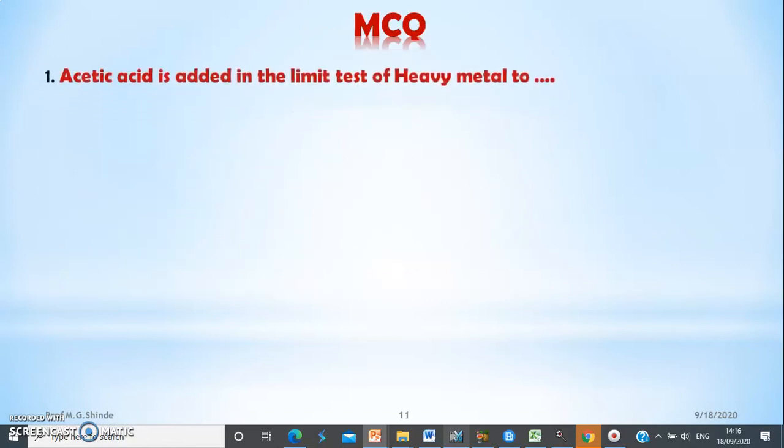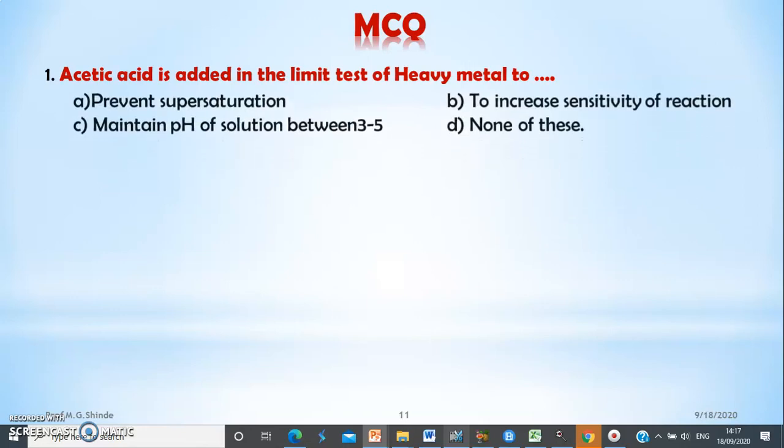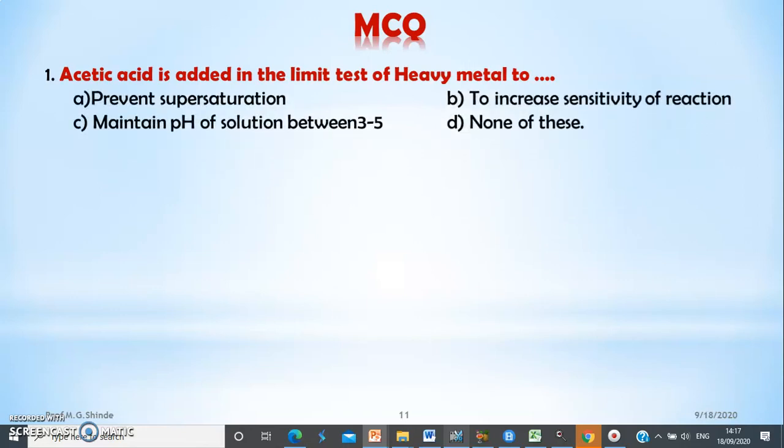There are a few MCQs. First of all, acetic acid is added in the limit test of heavy metal to: first option, prevent supersaturation; second option, increase the sensitivity of the reaction; C option, maintain the pH of the solution between 3 to 5; and fourth option, none of these. The correct answer is to maintain the pH of the solution between 3 to 5.